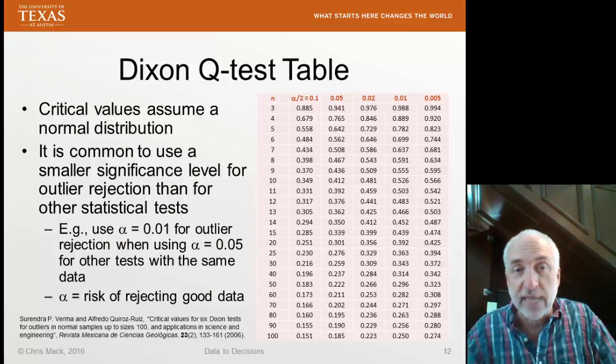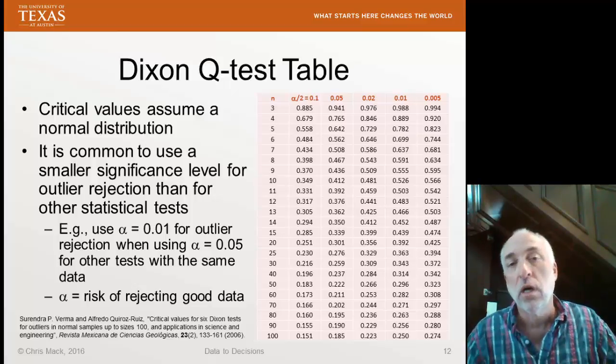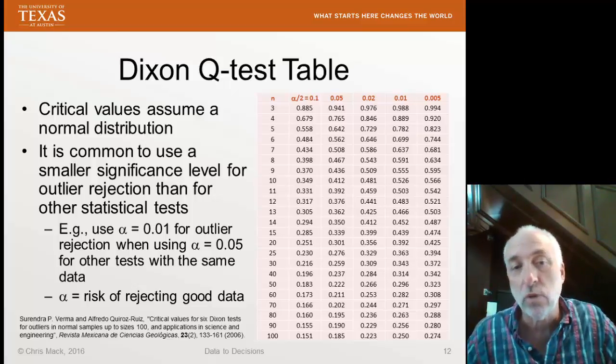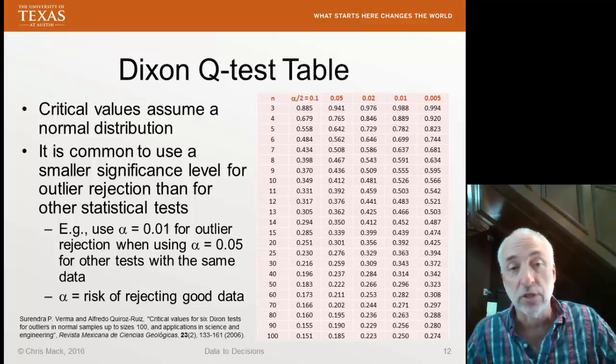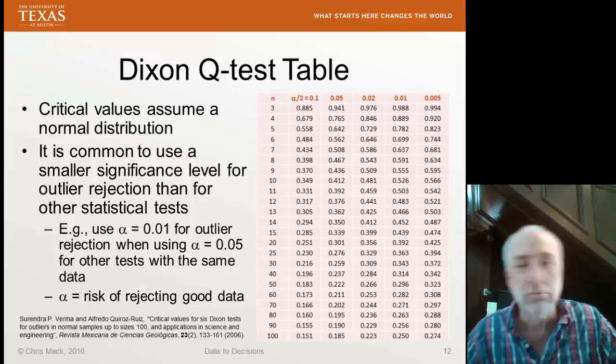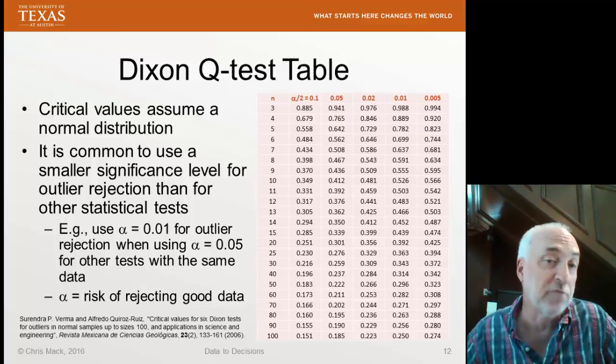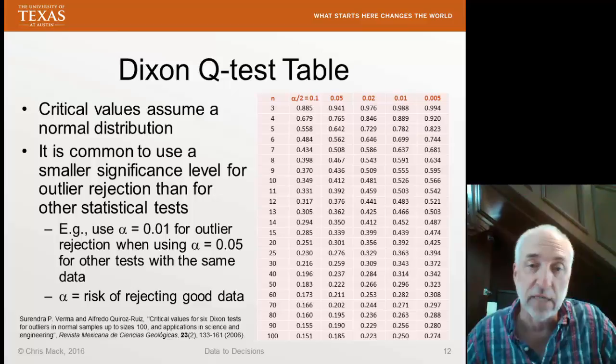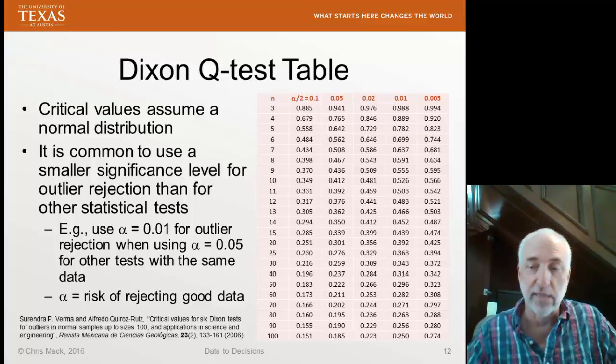So this is true for the Dickson test. It's true for all of the statistical tests for identifying outliers. We want the alpha value to be smaller by at least a factor of 2, factor of 5, sometimes even a factor of 10 compared to the alpha value we use for the rest of our data analysis.